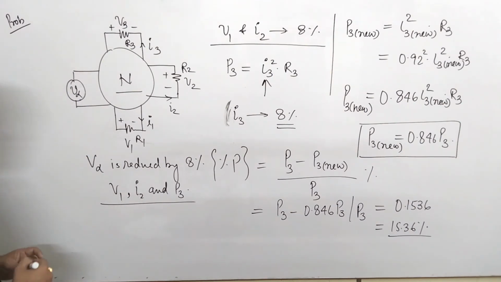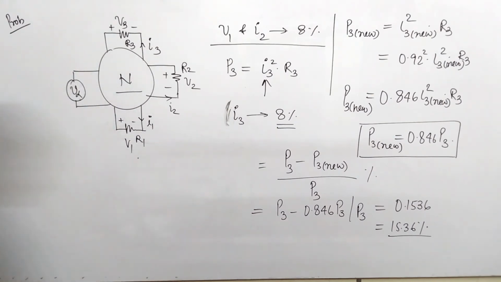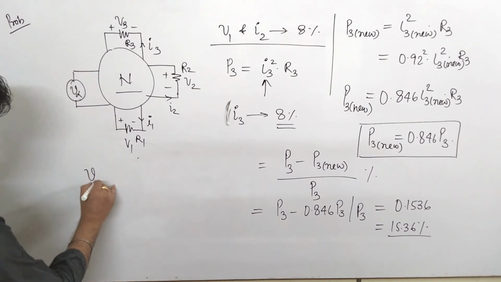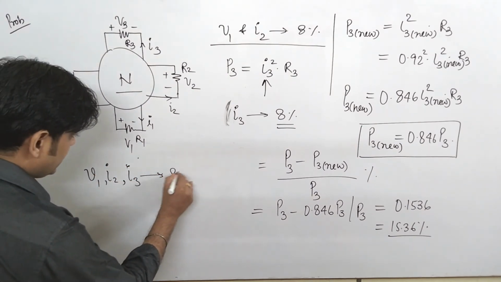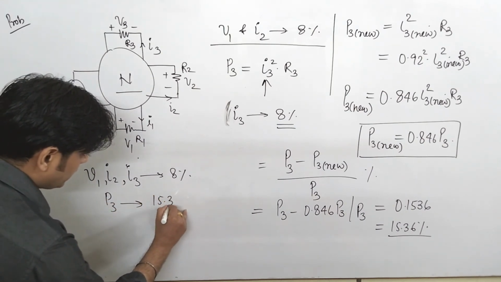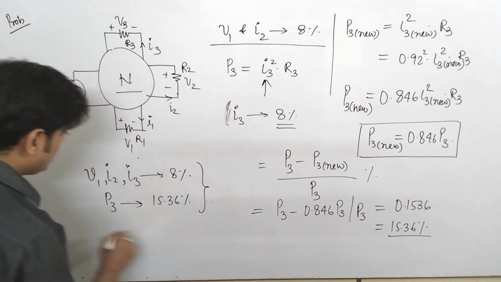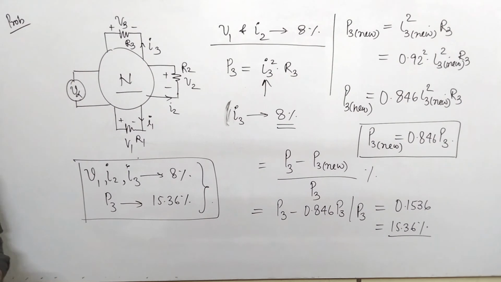Once again I will write it: if V alpha is reduced by 8%, then V1, I2 and I3 get reduced by 8%, and your P3 gets reduced by 15.36%. This is one important thing. This type of question also used to come in your examination. So this is all about the problems under reciprocity theorem.